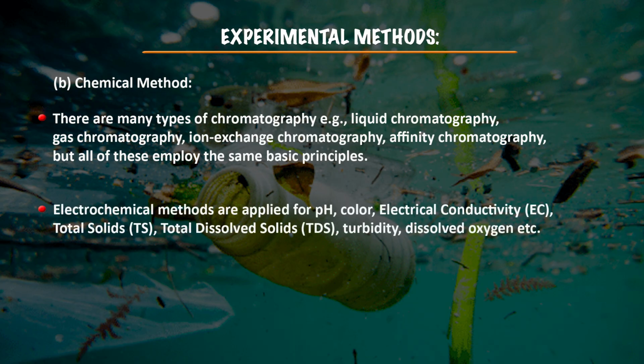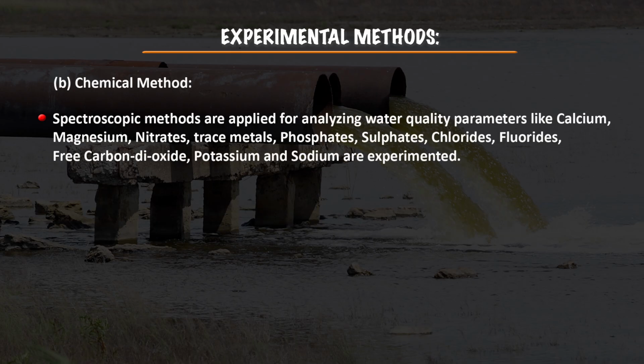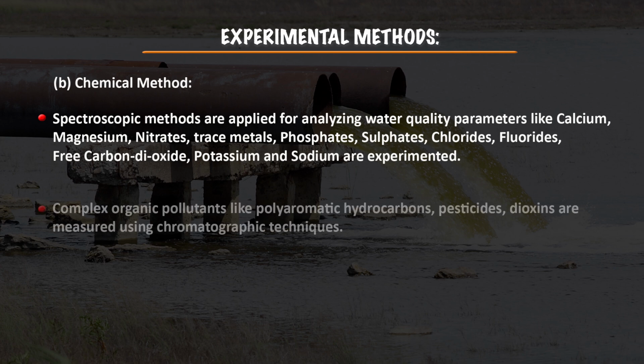Electrochemical methods are applied for pH, color, electrical conductivity, total dissolved solids, turbidity and dissolved oxygen. The spectroscopic methods are applied for analyzing water quality parameters like calcium, magnesium, nitrates, trace metals, phosphates, sulfates, chlorides, carbon dioxide, potassium and sodium. Complex organic pollutants like polyaromatic hydrocarbons, pesticides and dioxins are measured using chromatographic techniques.